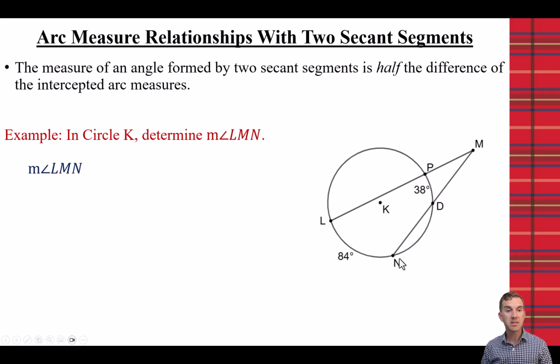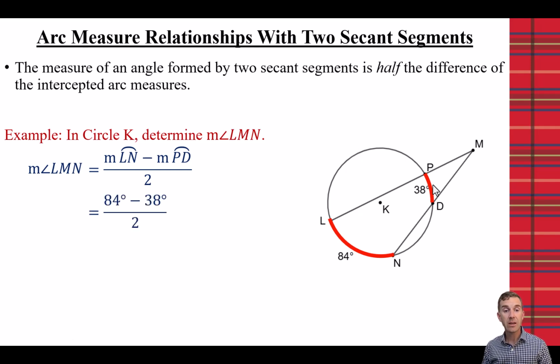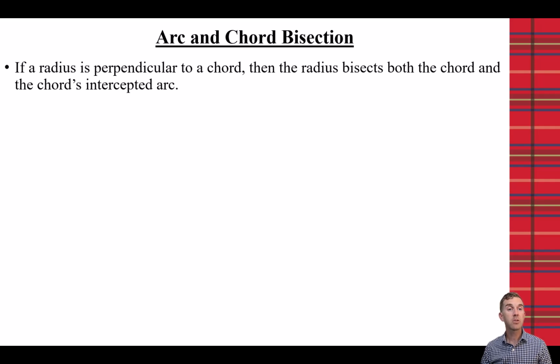So I need those two arcs, and I want to determine their difference and then divide by 2. So I'm going to do the larger minus the smaller and then divide by 2. And it has to be that direction because measurement is always positive. So 84 minus 38 is going to give me 46 degrees. And I divide that by 2. That would tell me that the angle measure of LMN out here, this angle right here, is going to be 23.